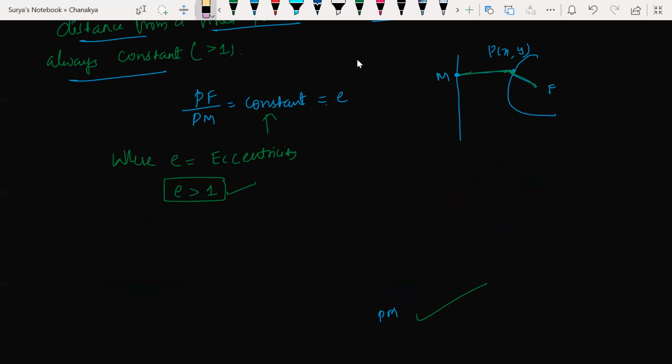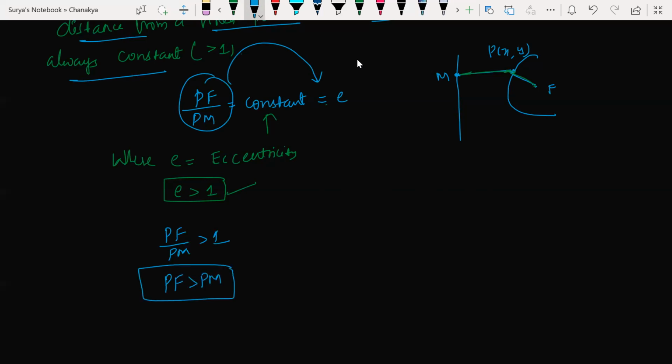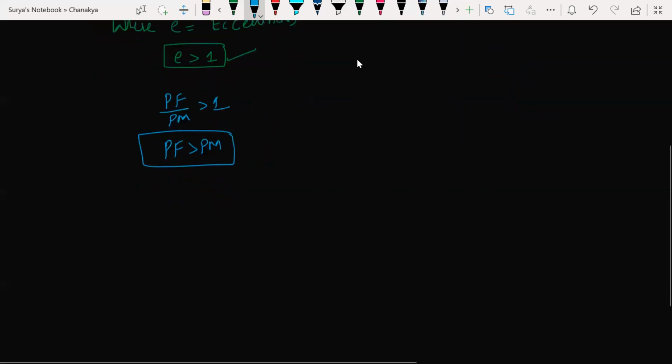Okay, so now let's get to the next thing. I said PF upon PM is equal to a constant, which is called eccentricity, which is greater than 1. Can I say this ratio is eccentricity? Yes, I'm calling that eccentricity. Now, can I say PF upon PM is greater than 1? Then PF is greater than PM, can I say? Yes or no? Now just have a look at PF greater than PM. I'll tell you what it means.